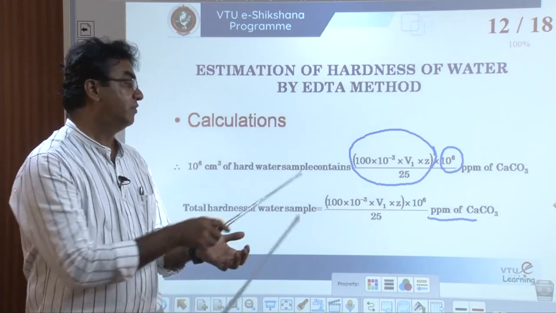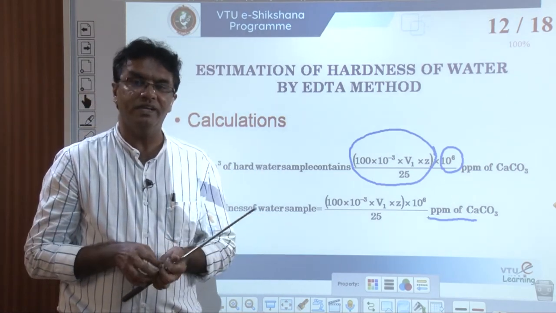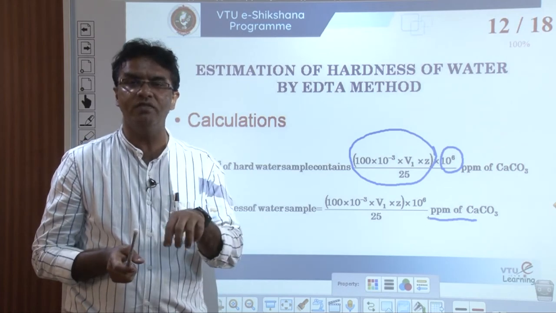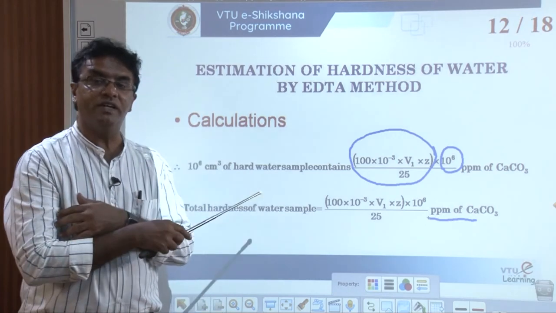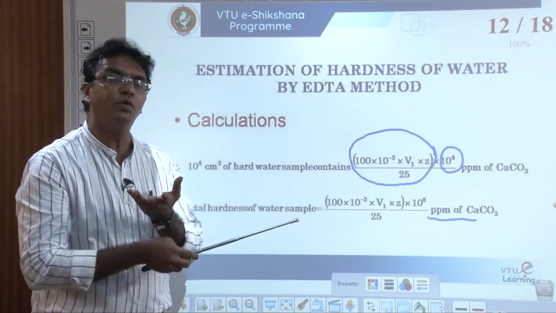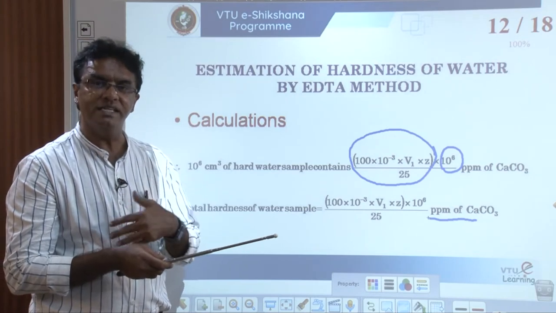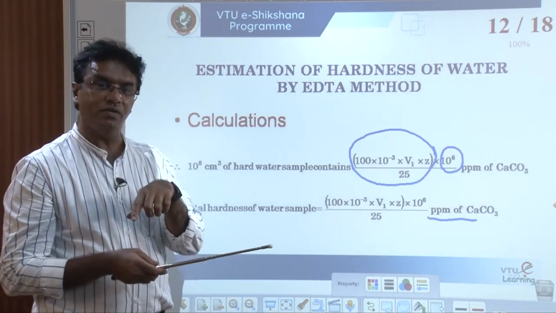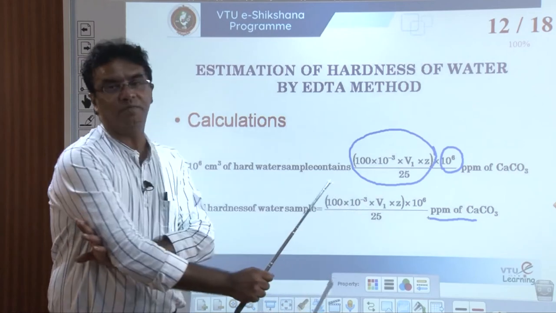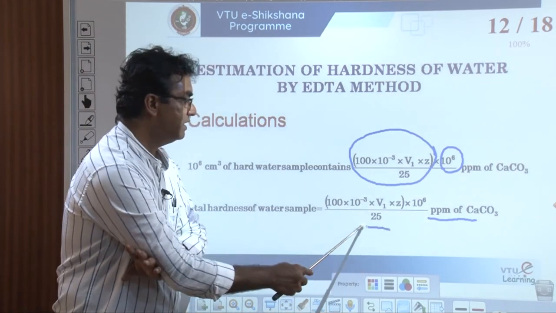Because we cannot find out here for 100 cm cube, as in the case of COD, we find out the COD value for 100 cm cube. Whereas, if we try to find out the COD for 100 cm cube, it's going to be too much less. It will be in terms of points. That's the reason hardness we always find out in terms of ppm, 10 to the power of 6 cm cube, how much is the hardness. So, that we are calculating here.